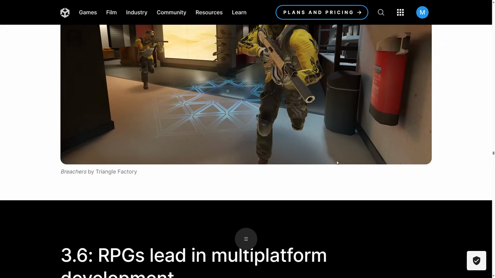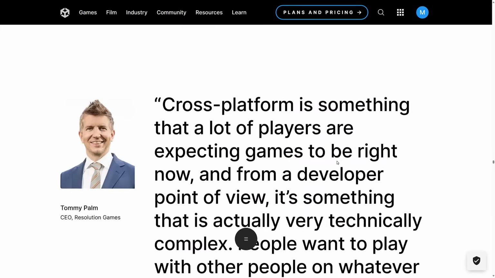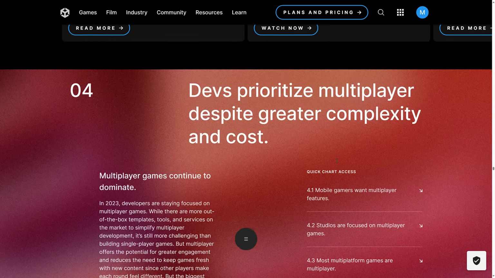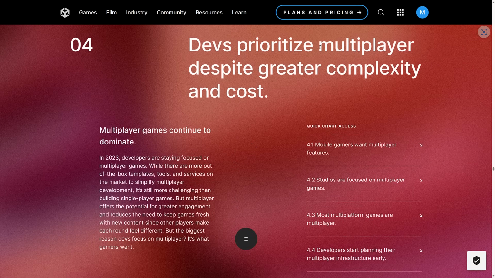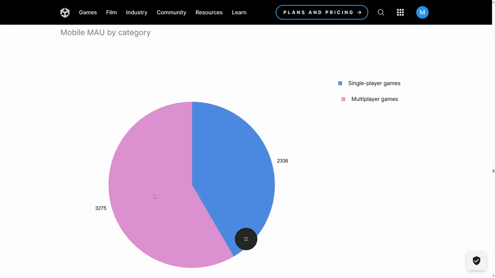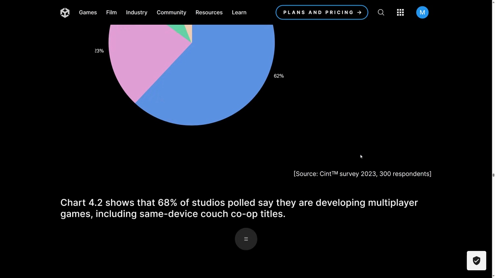Again, there is a ton of detail to dig into in this report, but they did a very good job of the multiplayer breakdown in the summary at the very beginning. So that was there. And then devs prioritized multiplayer despite greater complexity. So this is adding multiplayer to your game. Again, they broke this down really good with the initial summary there. So I'm not going to go into a ton of detail there. I'm already past 11 minutes covering this report.